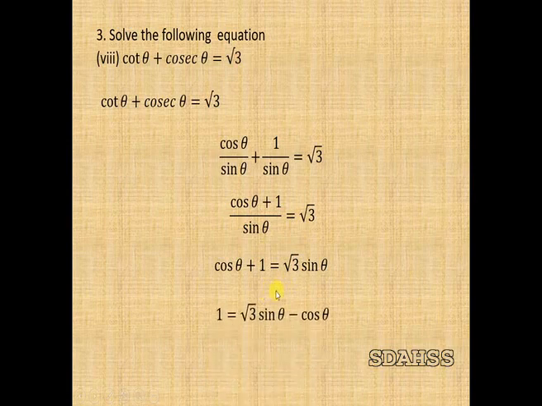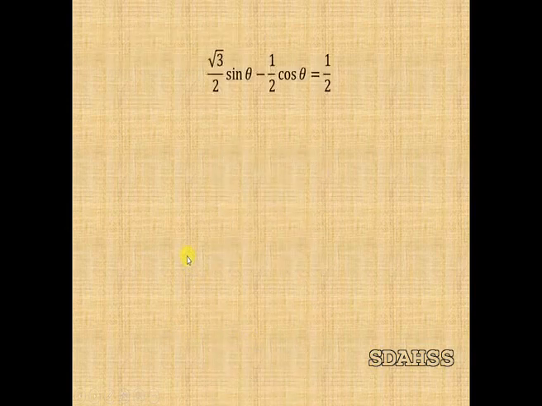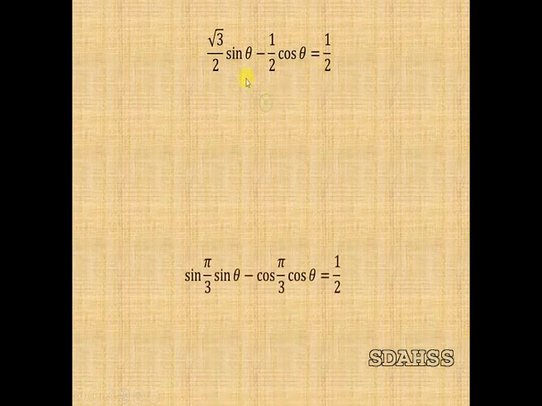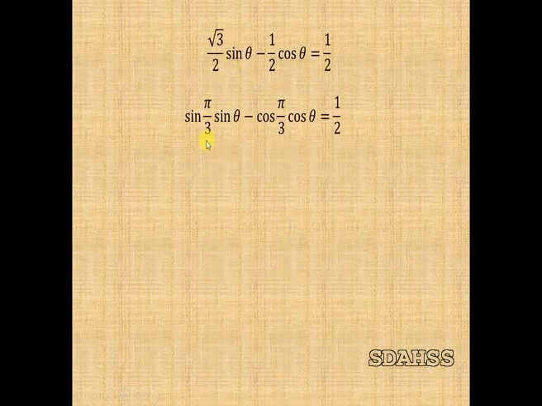So we can write root 3 sin theta - cos theta = 1. Divide the whole equation by 2. So you have root 3/2 sin theta - 1/2 cos theta = 1/2. Root 3/2 can be written as sin pi/3. Pi means 180, 180 by 3 is 60. Sin 60 is root 3/2, into sin theta, minus 1/2. 1/2 means cos 60, cos 60 is 1/2, so into cos theta is equal to 1/2.